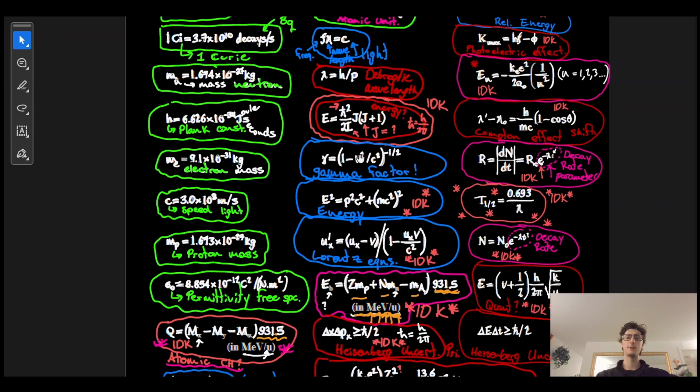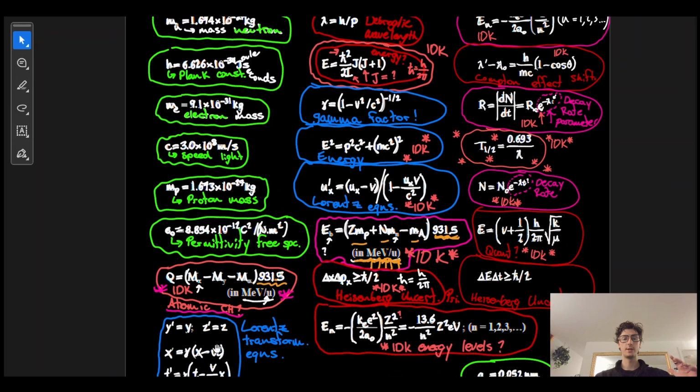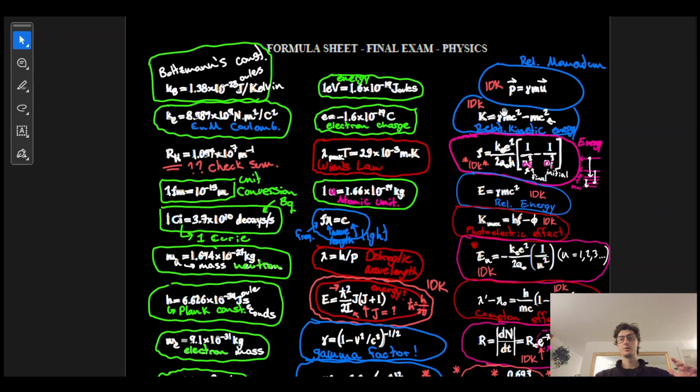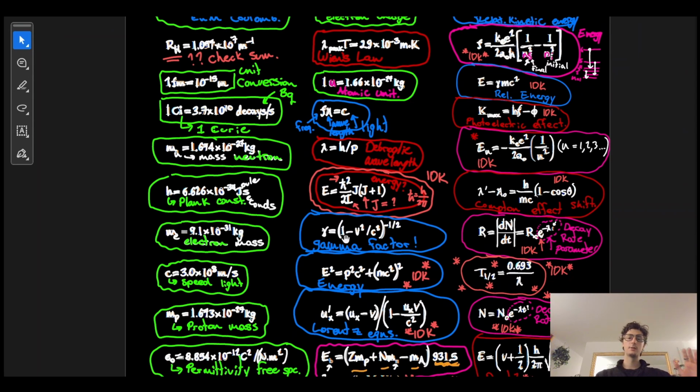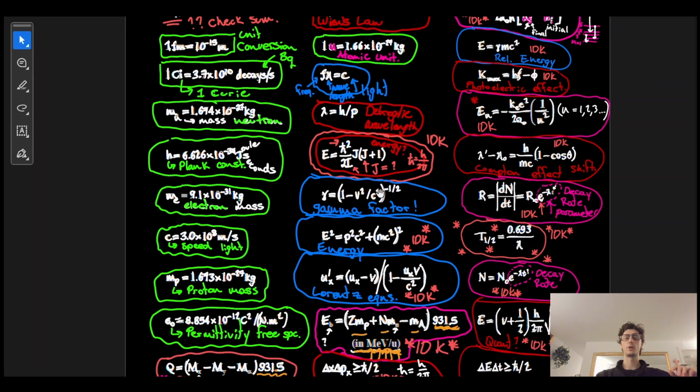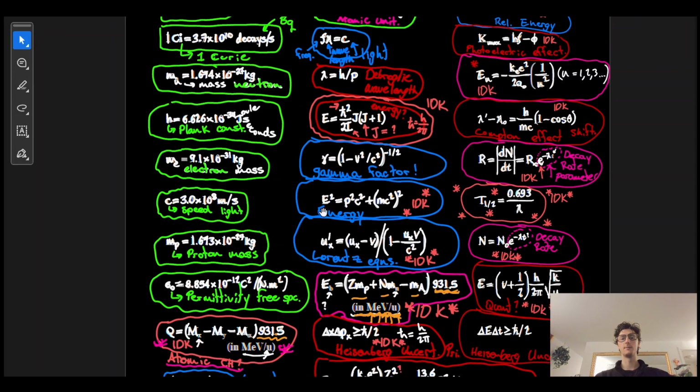Then we have gamma factor. Take a look at gamma factor, what the graph looks like. This gamma appears everywhere. It appears right here in the Lorentz transformation equations. It appears over here. Any kind of relativistic thing, you will see this gamma factor. So try to understand it. What is it doing? Why is it in the relativity section at all?